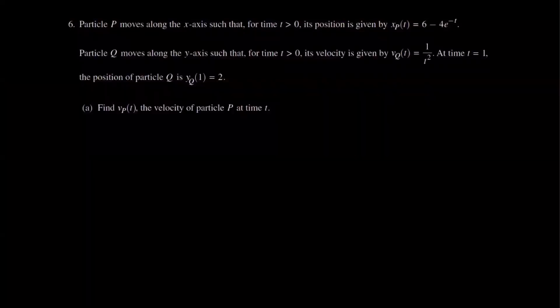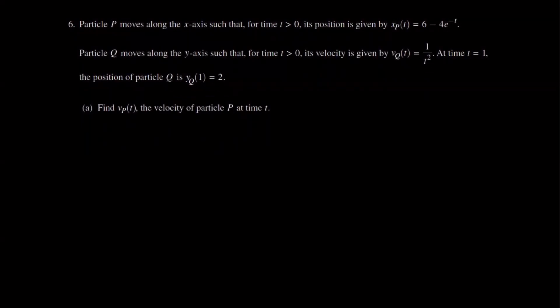In this question, we are given two particles, particle P and particle Q. One moves along the x-axis and the other moves along the y-axis, in such a way that both depend on time. For particle P, we are given the position x as a function of t equals 6 minus 4 times e to the negative t. For particle Q, we are given its velocity by the function v of t equals 1 over t squared. We are also given that the position of particle Q at time t equals 1 is 2.